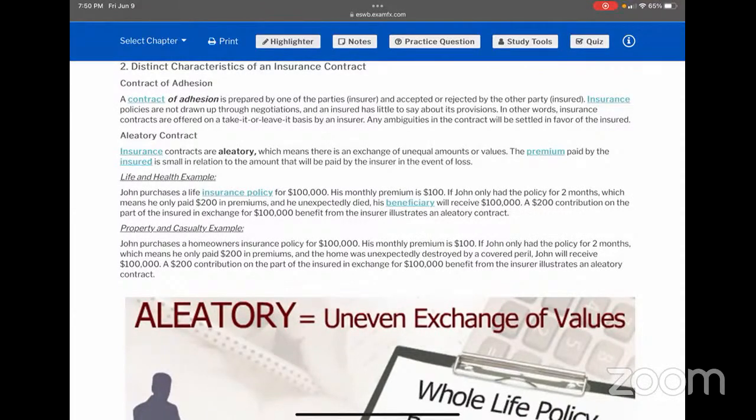All right. So insurance policies are not drawn up through negotiations, and an insured has little to say about its provisions. In other words, insurance contracts are offered on a take it or leave it basis by the insurer. Any ambiguities in the contract will be settled in favor of the insured.